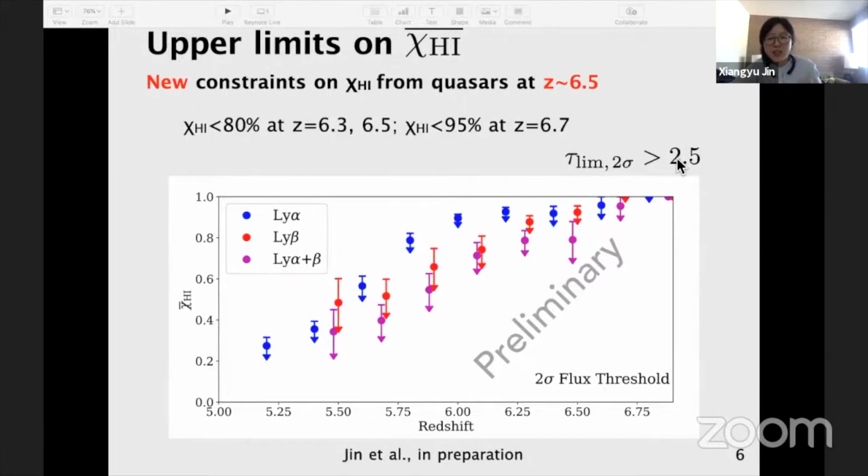in our study is only used to indicate the quality of a pixel to probe the neutral hydrogen. If a pixel has a higher limiting optical depth, this means it has a higher ability to probe the neutral hydrogen. And here is our measurement. The constraints from the Lyman alpha forest are shown by those blue upper limits, and constraints from the Lyman beta forest are shown by those red upper limits.